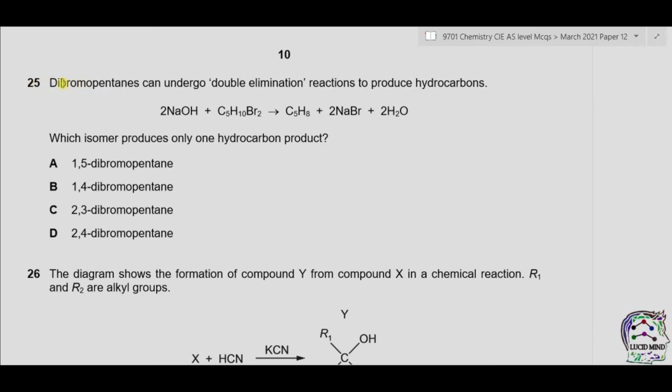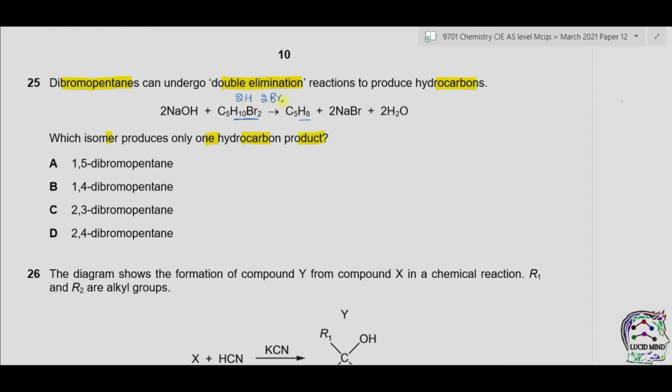Question 25. Dibromopentanes can undergo double elimination reactions to produce hydrocarbons. Which isomer produces only one hydrocarbon product? Double elimination means elimination that occurs two times. As we can see in this structure, we had 10 hydrogen atoms, 2 bromine atoms. Now in this structure we only have 8 hydrogens, so 2 hydrogen atoms are lost and 2 bromine atoms are lost. In single elimination, 1 hydrogen and 1 Br is removed.